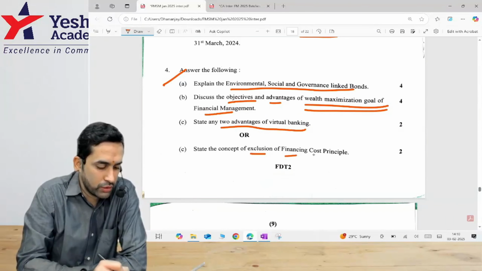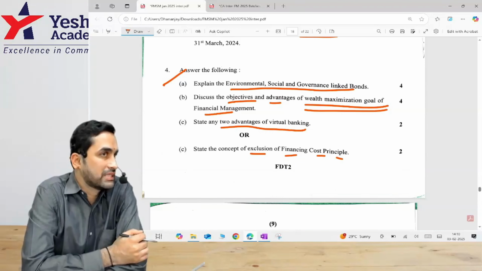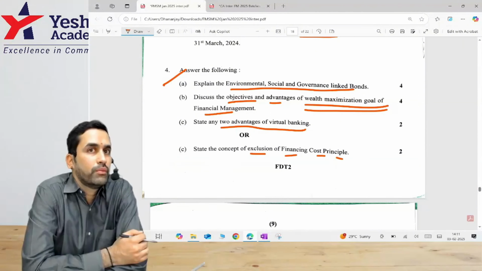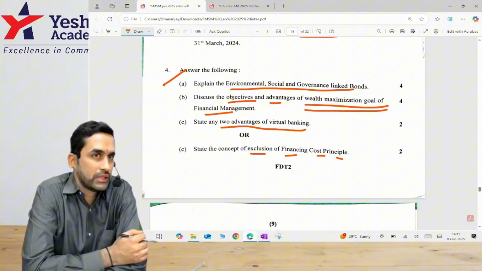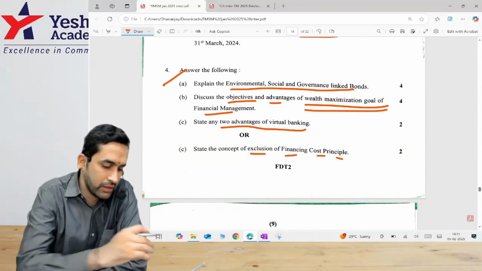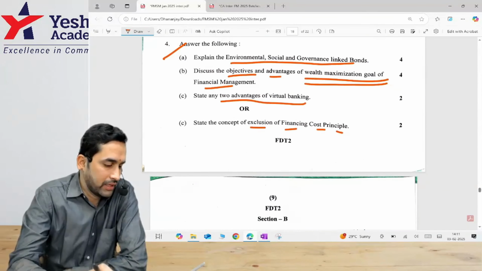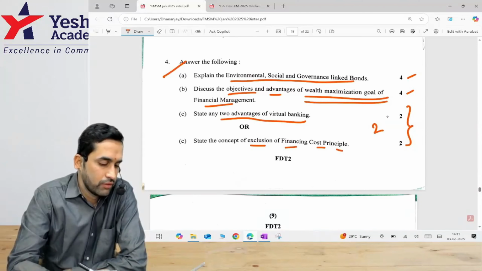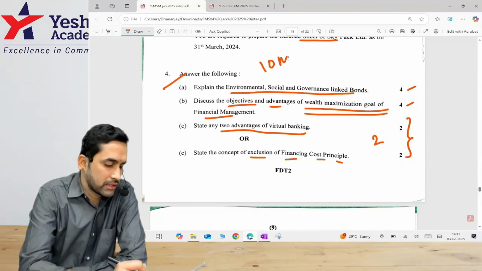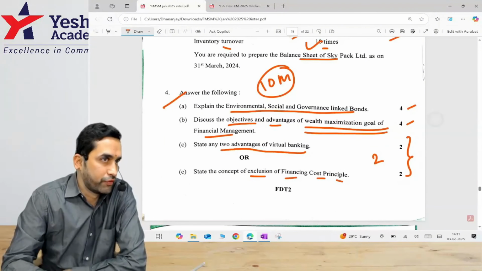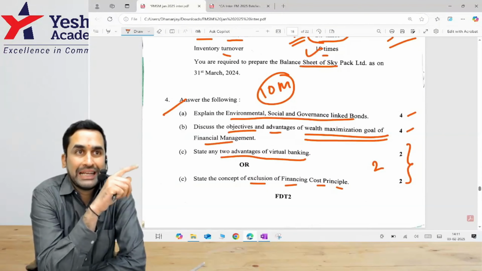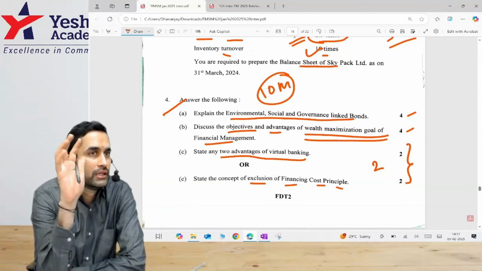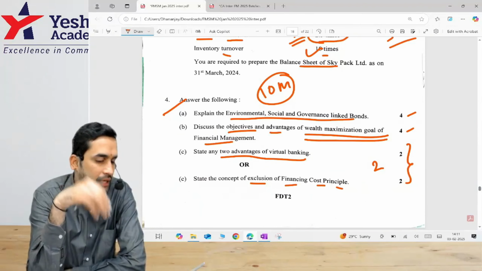State the concept of exclusion of financing cost principle. This is there in chapter 8 when you do bank funding. In that long-term loans and short-term loans, in that you have the discussion of financing cost. By the way, if you look at this, 4 plus 4 plus 1 of this, that means about 10 marks is theory. Out of 50, 10 marks is theory. 15 MCQ marks, I'm saying all 15 were practical sums, correct? That means out of total 50, 10 marks is pure theory.